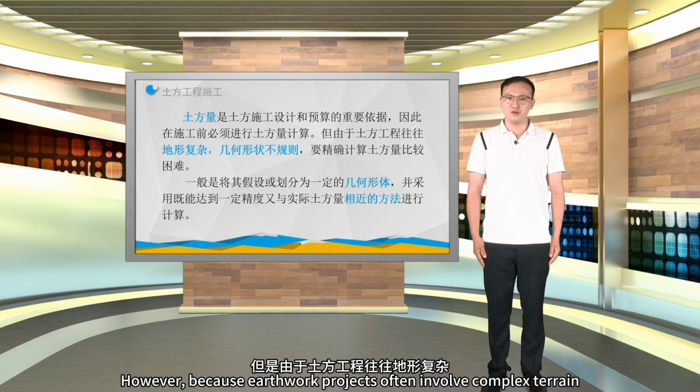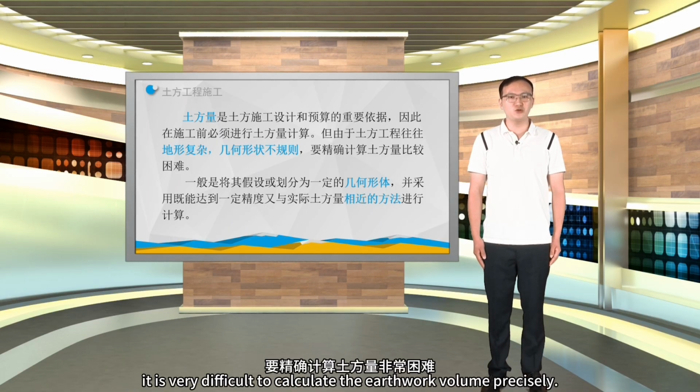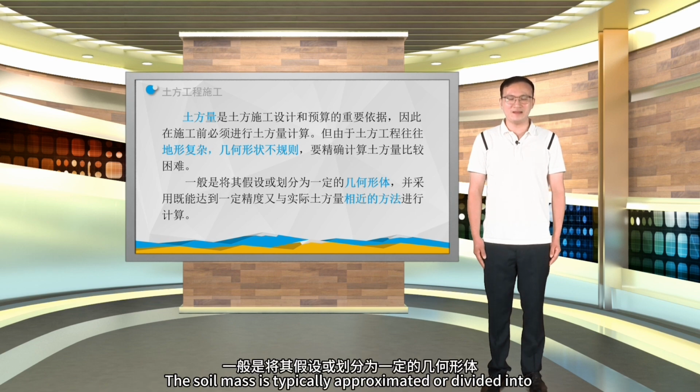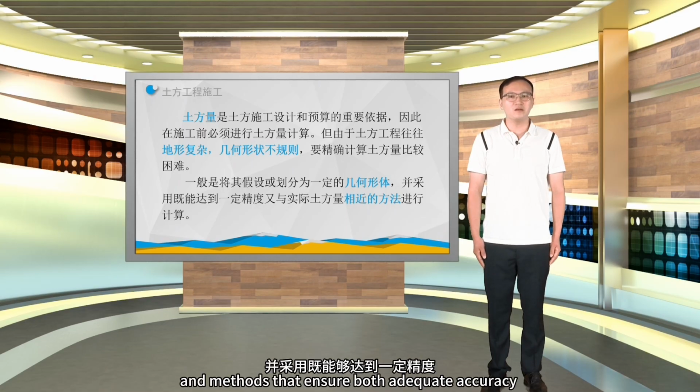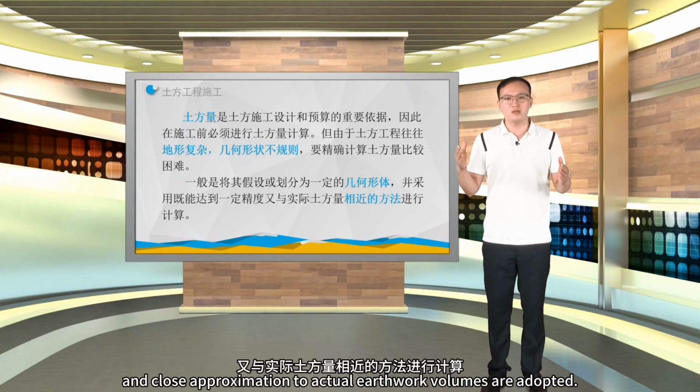However, because earthwork projects often involve complex terrain with irregular geometric shapes, it is very difficult to calculate the earthwork volume precisely. The soil mass is typically approximated or divided into regular geometric shapes, and methods that ensure both adequate accuracy and close approximation to actual earthwork volumes are adopted.